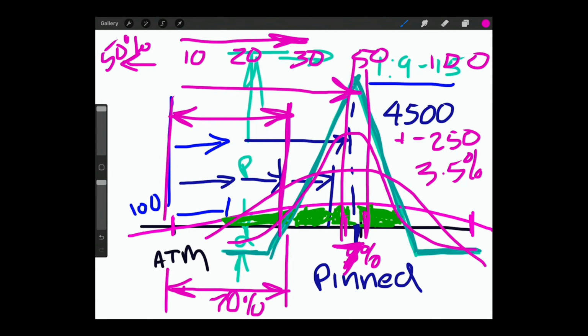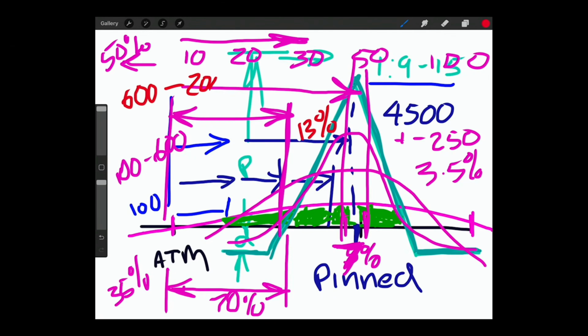And about 35% of the total time we'll get a small return that will be somewhere between, if we were to look at this trade, let's say between $100 and $600. And then about 13% of the time we're going to get wins that are between, say, $600 and maybe $2,000.